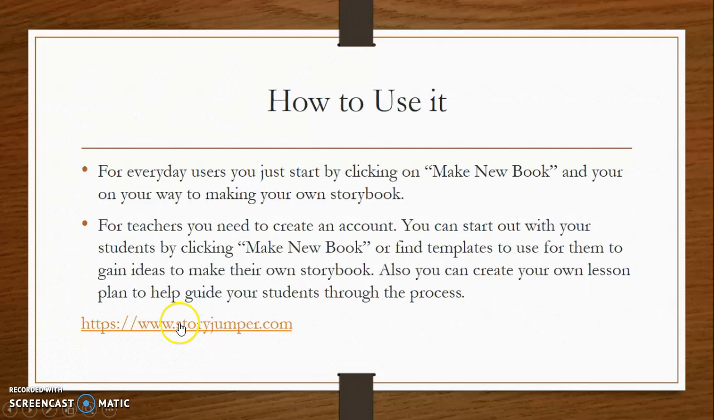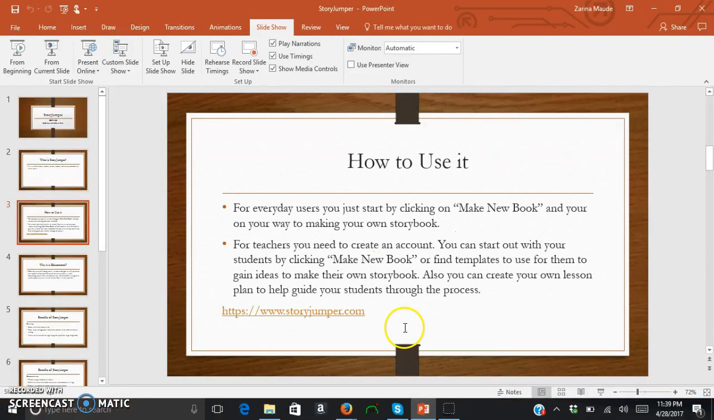When you go to the site www.storyjumper.com, you just click on make new book if you just want to create a book. If you're a teacher, you need to create an account. That's where you sign up with your email and password, and then you're able to add your students to your class. You create your classroom and you add your students. I will show you how it works and how it looks.